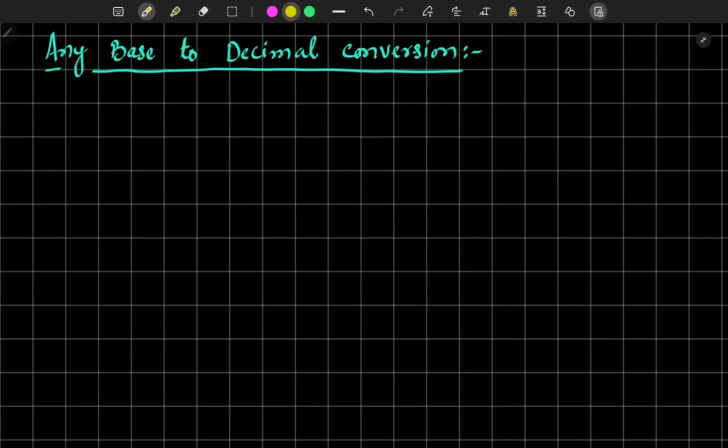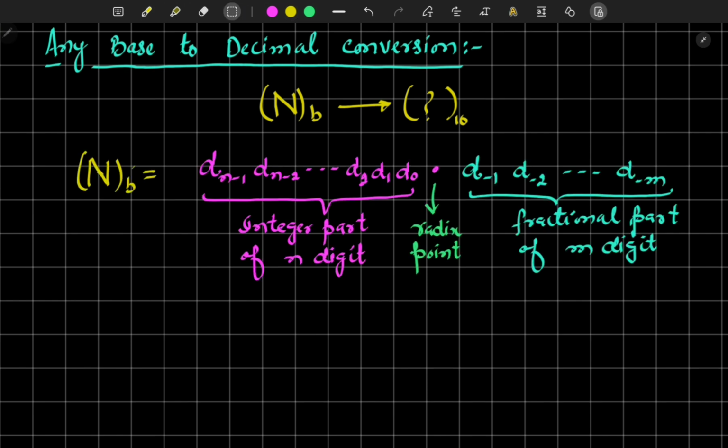Today we will discuss how any number n with base b can be converted into a decimal number. For that, let us recall what we discussed in the previous lecture: any number in base b will have an integer part and a fractional part, and it can be designated in this form, where d is the symbol and the subscript is the weight of each symbol.